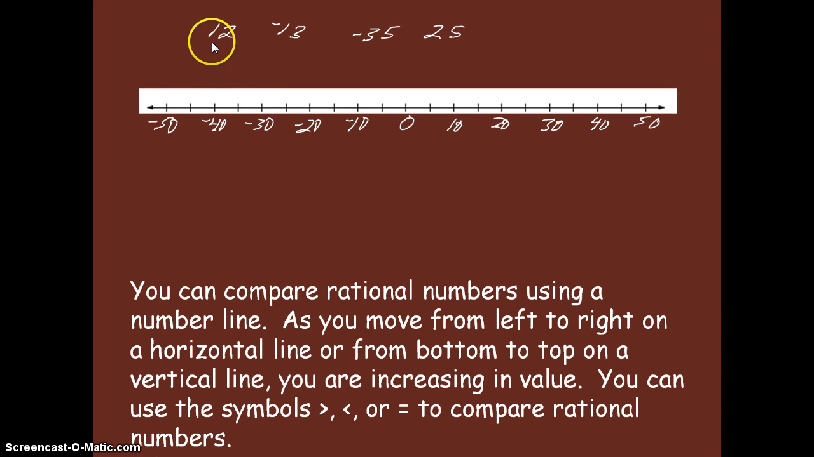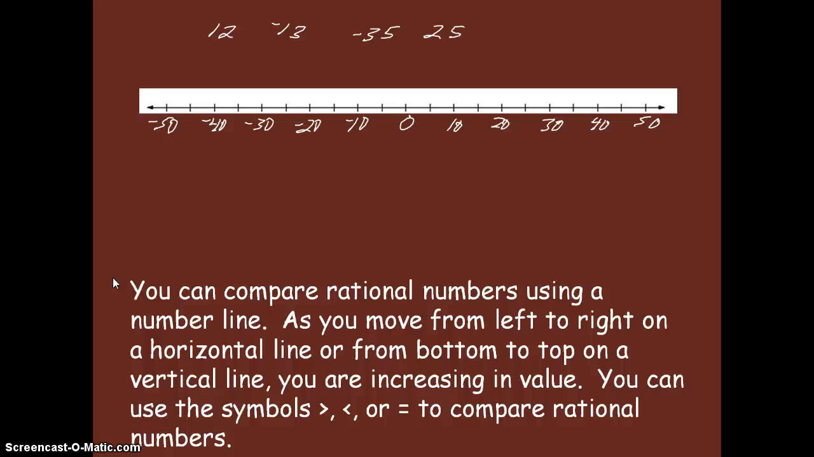Now, here I have 4 integers, 4 rational numbers. I have 12, negative 13, negative 35, and 25. Why don't you use this number line to help you figure out what order our numbers can go in. I would plot them out on the number line, and then that will help you be able to write them from least to greatest. That will help you order them as well as compare them. Take a moment to do that. Pause at this time and see if you can figure it out.